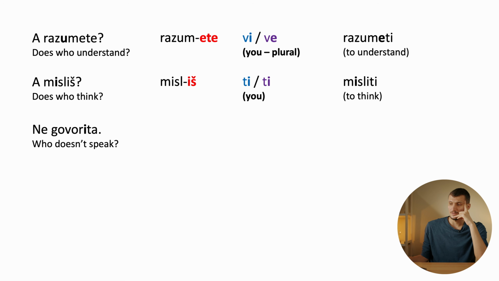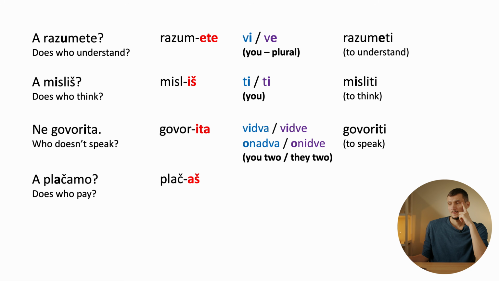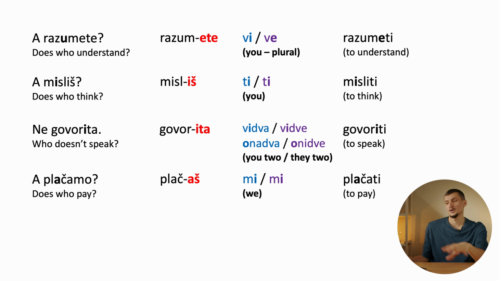Ne govorita, govorita, it's the ta ending. In this case, the vowel is an i, so ita. Vidva, vidve, onadva, onidve, you two, they two, govoriti. A plačamo. This is a mistake. It should say, of course, plačamo. I apologize. And plačamo is mi, we.